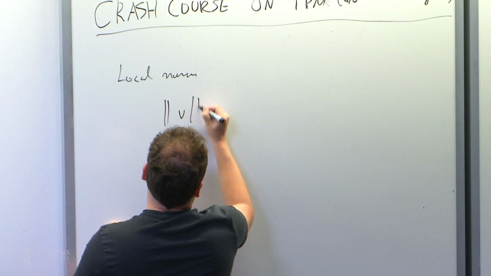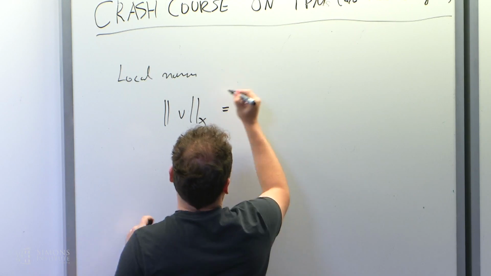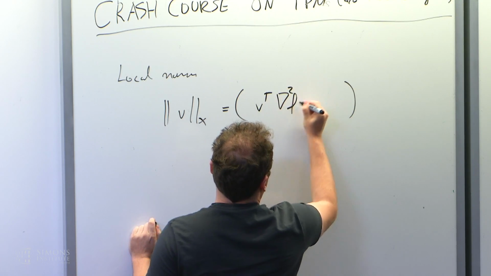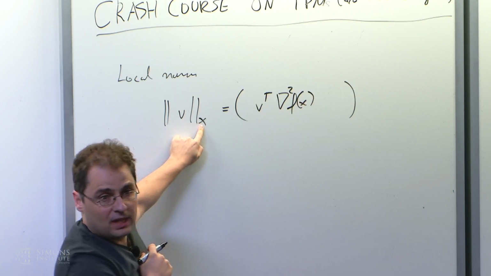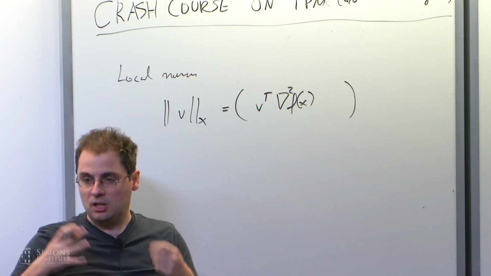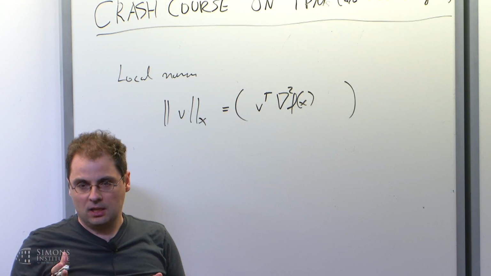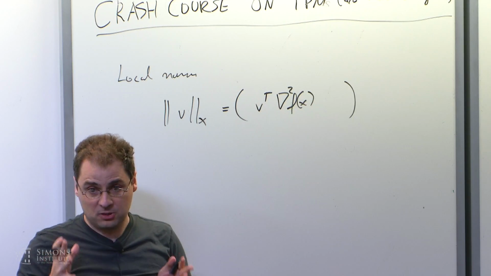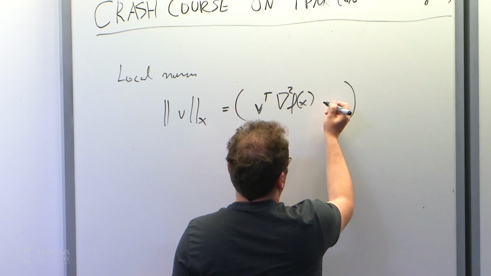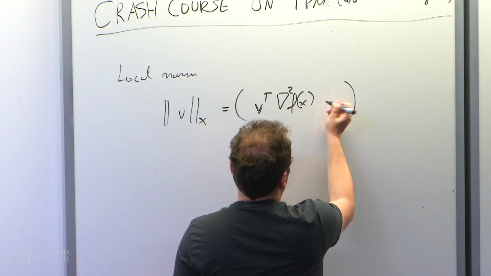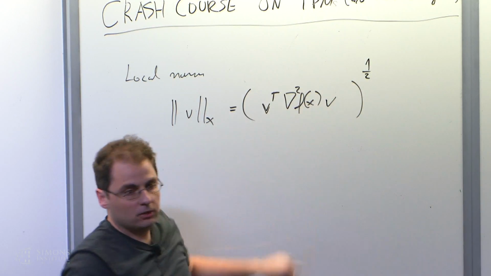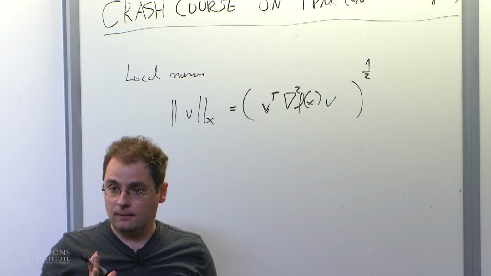A local norm of a vector is essentially just what I do: I take the Hessian of my function at point x. So it depends on the point x at which I am evaluating it. If the function is strongly convex, the Hessian is a positive definite matrix, so it gives me a scalar product. It gives me a metric as well. And I just look at the length of this vector with respect to this metric.